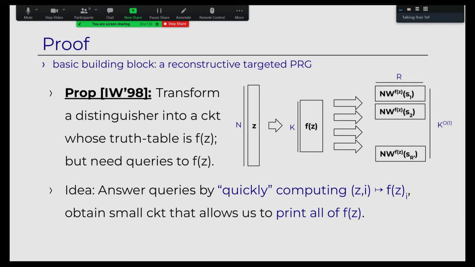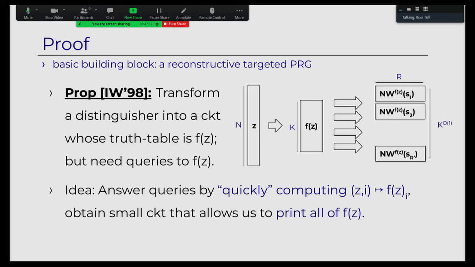Because we applied Nisan-Wigderson to z as a hard truth table, but it needs queries to f of z. Earlier, we answered these queries with downward self-reducibility. Now, we can just answer them, because we have a hypothesis that individual bits can be computed efficiently, just as in a direct product function. This is the idea. This is why the building block is interesting.